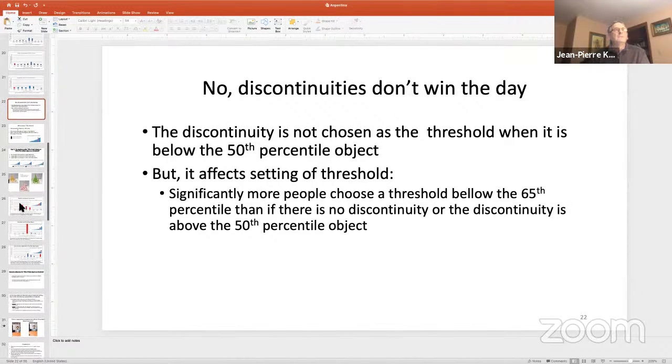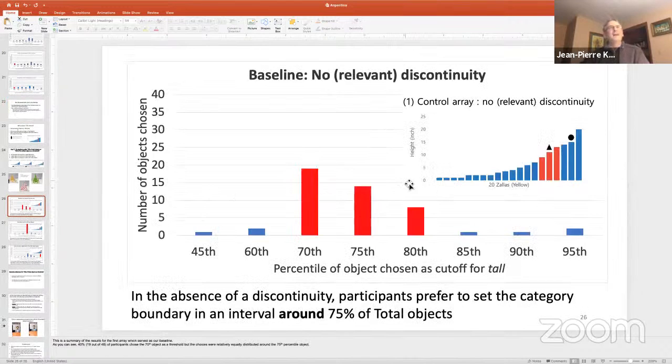Sorry, wait a minute, these are the wrong results, sorry. So when there is no discontinuity, they choose the interval centered around the 75th percentile object the most, right? So they are not here, they are here, which means if there is no discontinuity, they prefer to base their judgment on number or percentage of objects that are tall, not on percentage of height.